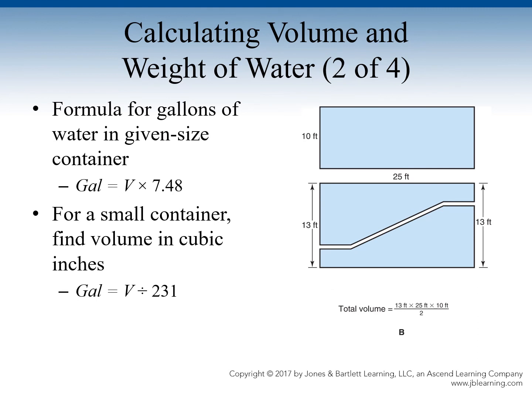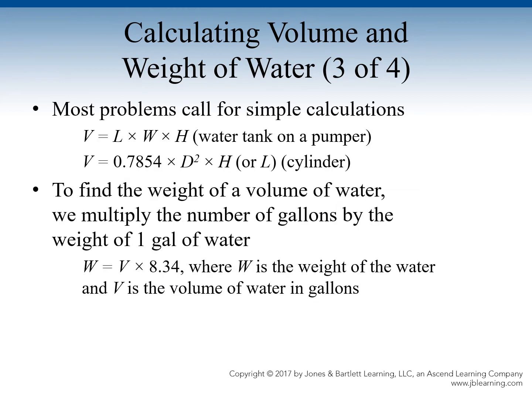Formula for gallons of water in a given size container: volume times 7.48. For a smaller container, find the volume in cubic inches, then divide by 231. Most problems call for simple calculations. The volume equals length times width times height, which applies to the water in a tank on a pumper, basically.